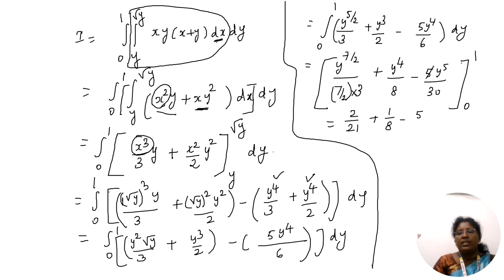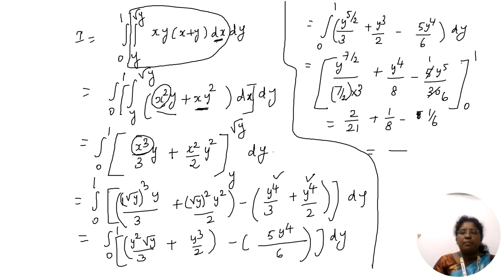This 5 and 30 get cancelled. 6. We are getting minus 1 by 6, minus 1 by 6. So here the lower limit is 0. When you apply the lower limit, this becomes 0. So apply only the upper limit. So we are getting 2 by 21 plus 1 by 8 minus 1 by 6.